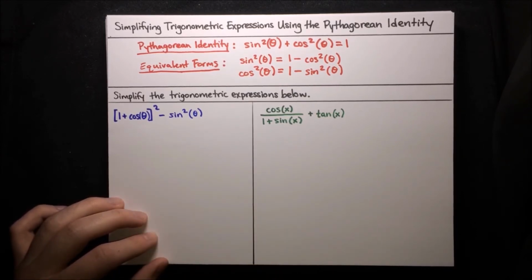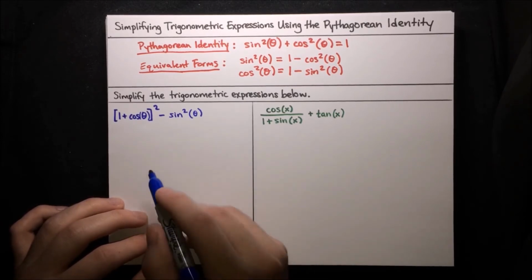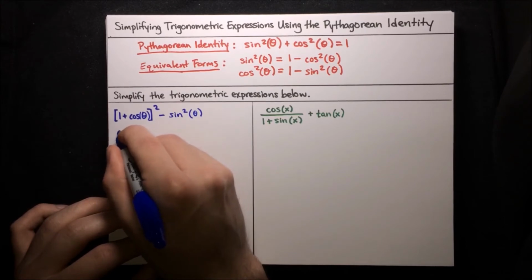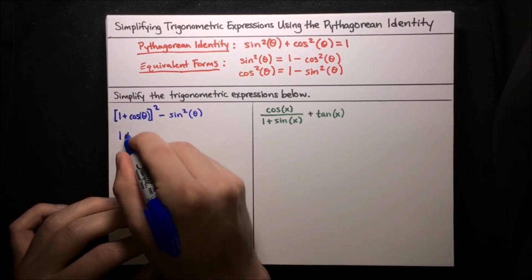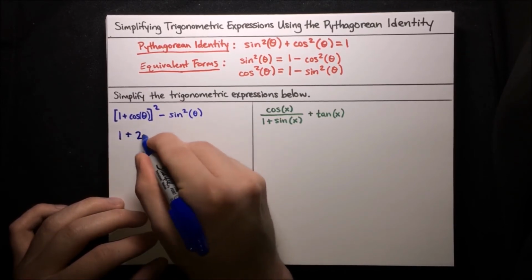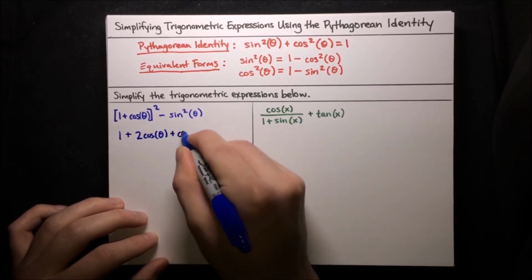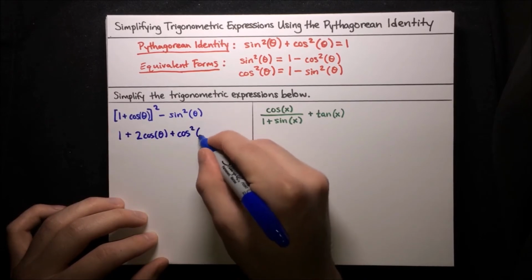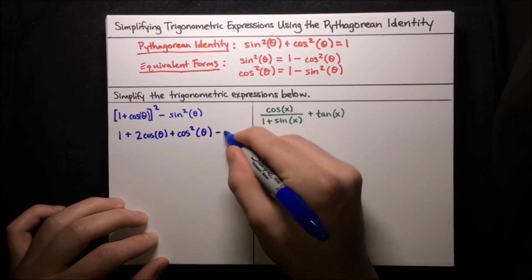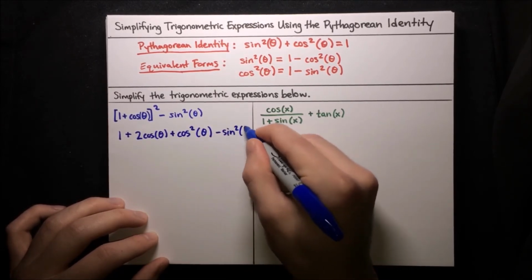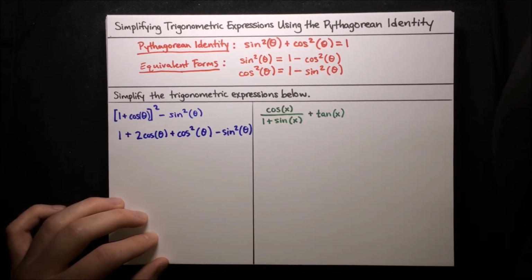Alright, so first thing to do here is to expand out this (1 + cos θ)². Let's do that. So we get 1 squared, which is just 1, and then plus 2 times 1 times cos θ, which is just 2 cos θ, and then plus cos² θ. And then we still have our minus sin² θ.